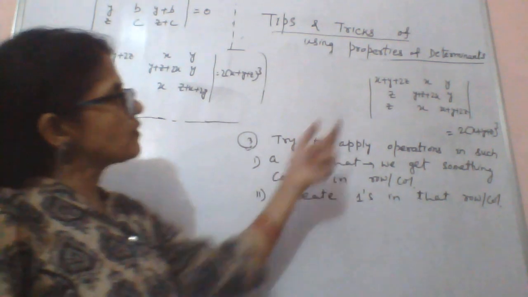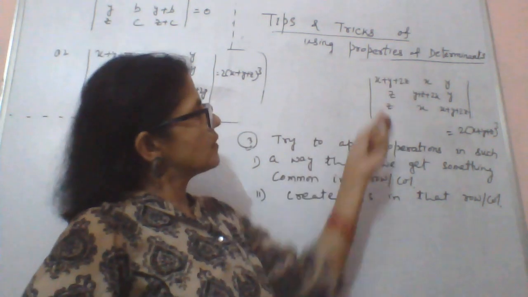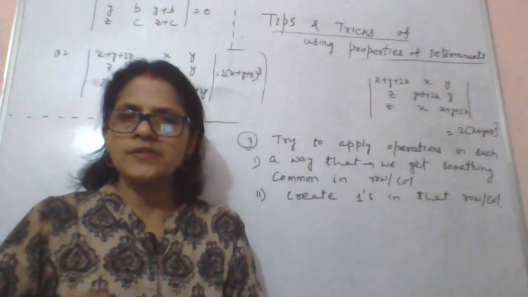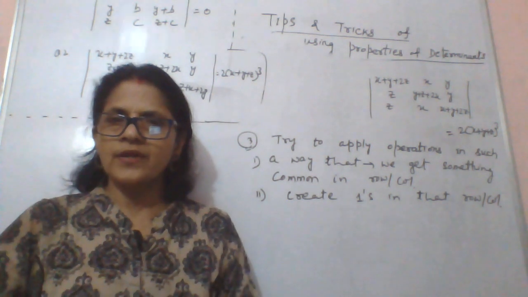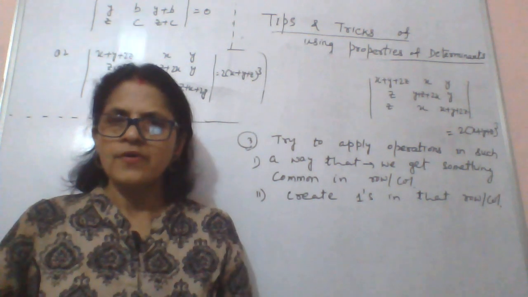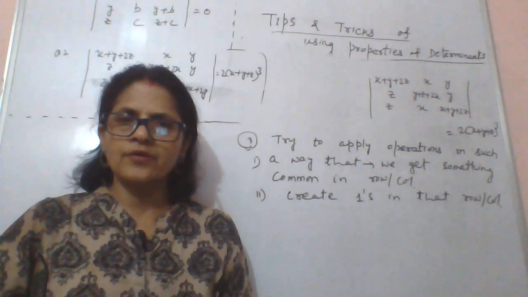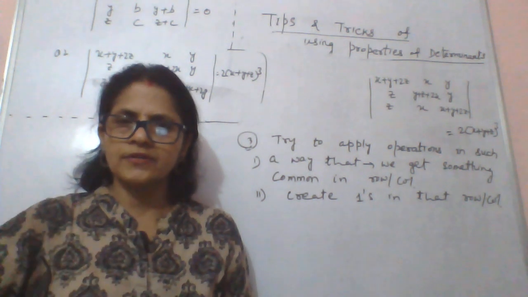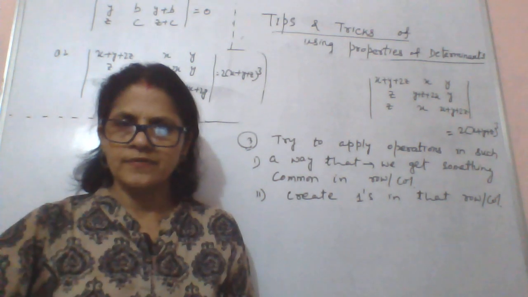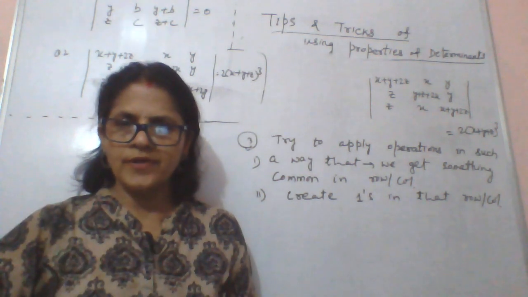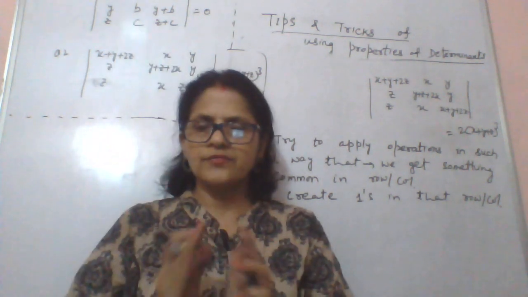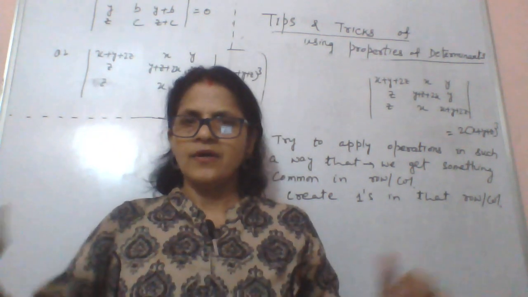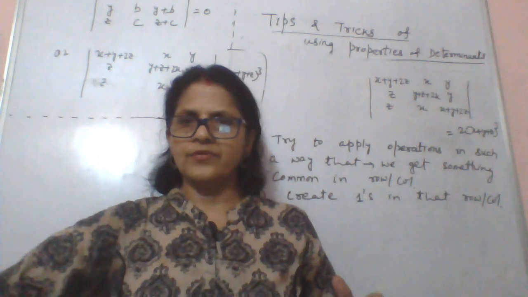So if you observe, whenever we apply C1, C2, C3, we go like this, the horizontal way. Whenever we take R1, R2, R3, we go like this. Okay, so row wise, column wise. C1, C2, C3 we go like this. R1, R2, R3 we go like this.